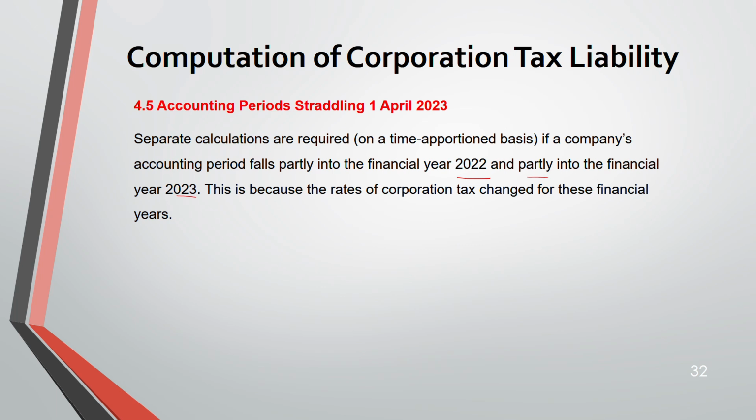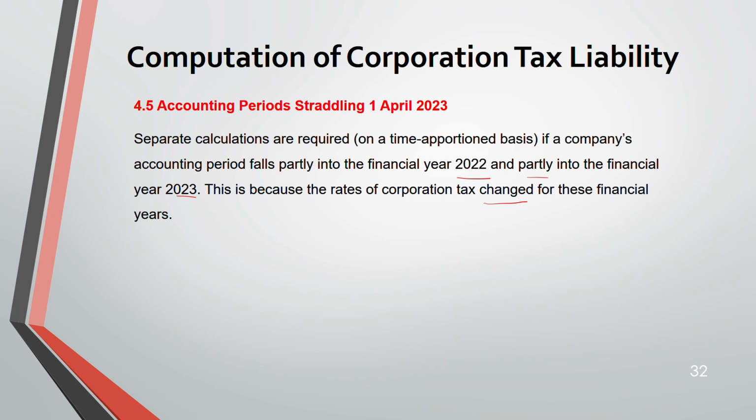Why? If there is a change in the corporation tax between the 2 years, then you have to do it separately. If it's the same tax rate, then that separation is not required. But most of the time I've seen the rates are different, that's why separation is required. They give that type of question to test your knowledge. Of course the examiner would want to make it more complex. This is because the rates of corporation tax changed for the financial years 2022 and 2023. This is the time when the change took place.